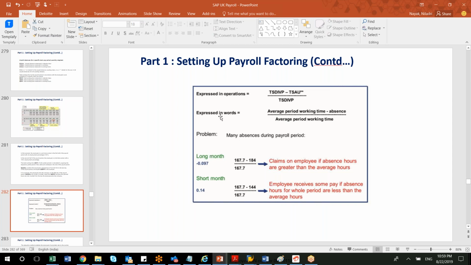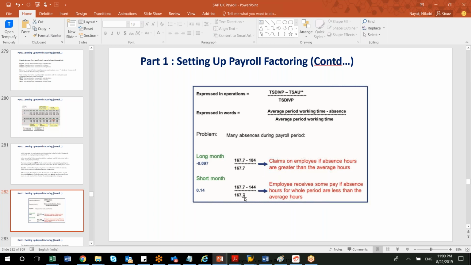Okay, so this is how the calculation will happen. It will be calculated like this. Average period working time means your total number of working hours, say 167.7 hours, and suppose your absence is more, say 184 hours of absence. In that case, for that long month, how will it be calculated? The factor will be calculated like this: 167.7 minus 184, divided by your period working time, whatever average calculation you have.